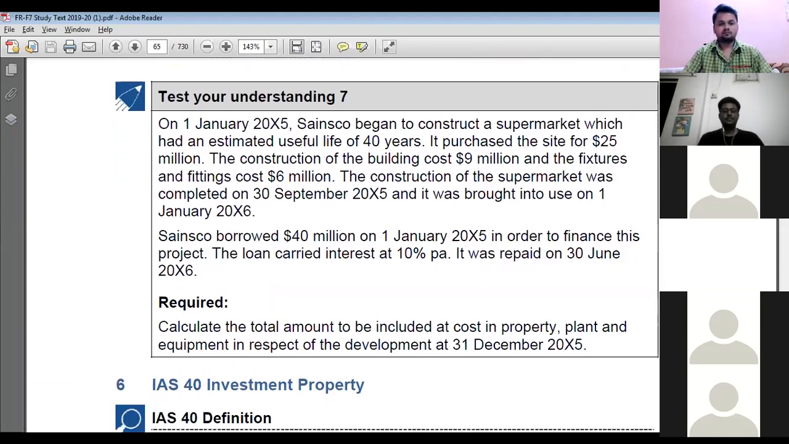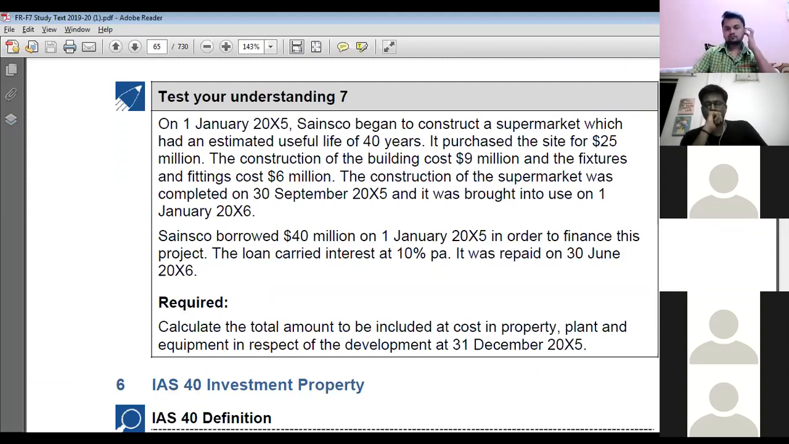Next is said, on 1st of January 2015, company began to construct a supermarket which has an estimated useful life of 40 years. It purchased the site for 25 million. Construction of the building cost is 9 million. Fixture and fitting cost is 6 million.